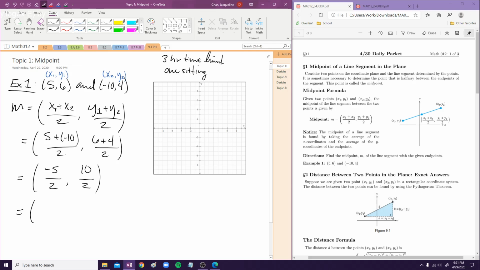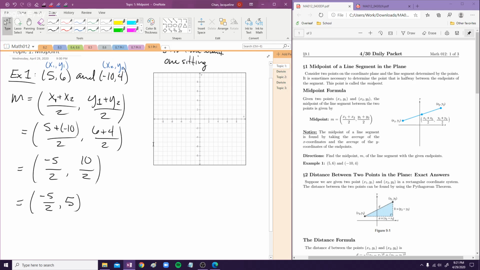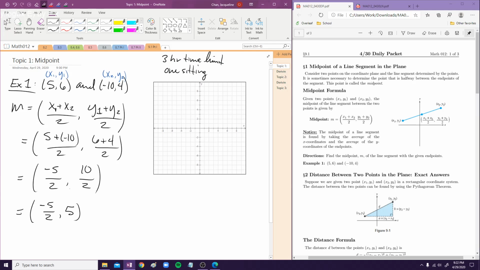This is as simplified as it can be because both 5 and 2 are prime numbers. So the x-coordinate is negative 5 over 2, and then 10 over 2 can be simplified to 5. So this is our answer, right? This is the midpoint. But I want to show you guys that even if you chose this to be x2, y2, and then x1, y1, I promise you will get the same answer.